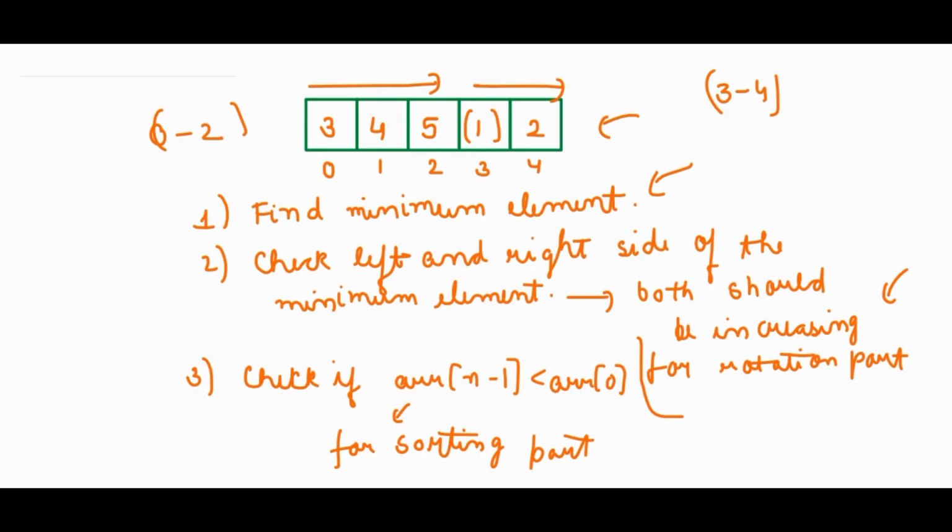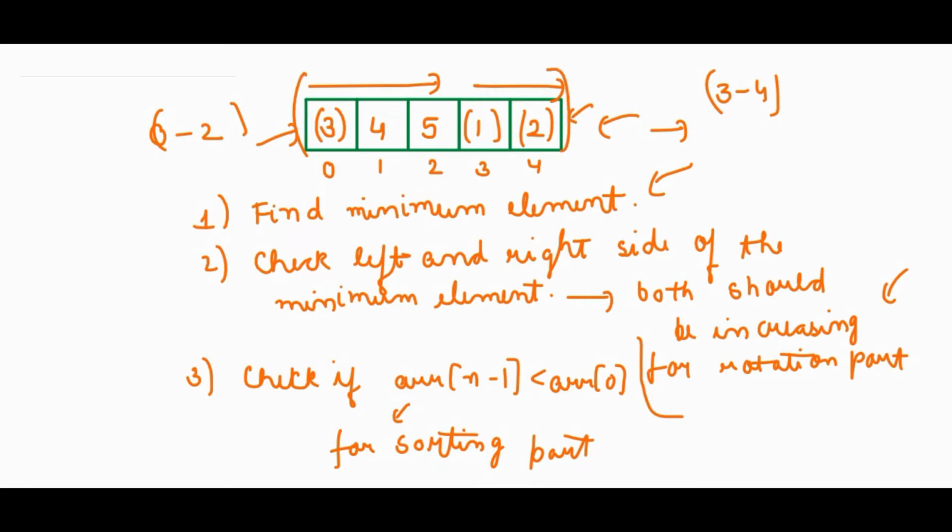Okay, and one more thing that we have to check for the sorting part is whether array of n minus 1 is less than array of 0, as we have discussed before, that array of n minus 1, that is the last element, should be less than the first element. If this is also true, then we can say this array is sorted and rotated, right? This way we can solve this.